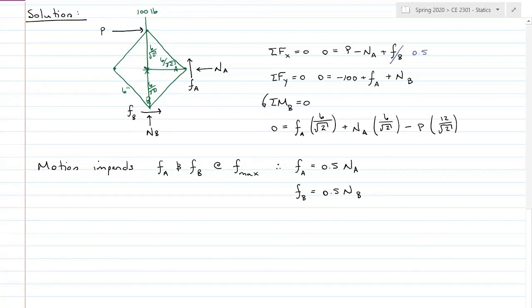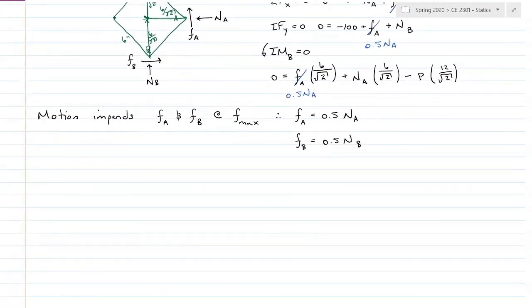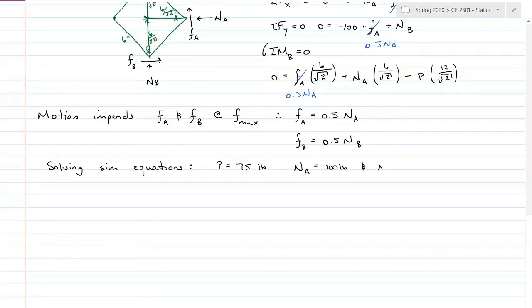Now I have 3 unknowns and 3 equations, and solving simultaneous equations, I find that P is equal to 75 pounds, and for the record, normal A is equal to 100 pounds, and normal B is equal to 50 pounds.